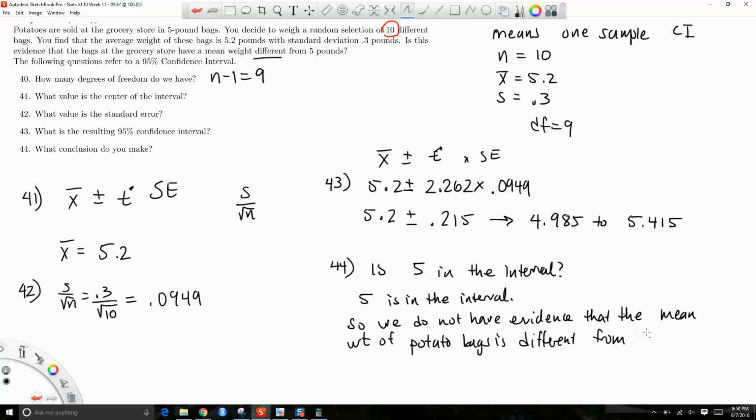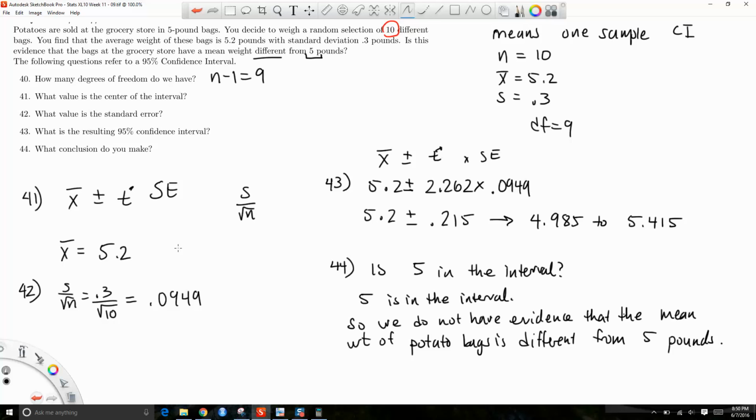So why do we ask if 5 is in the interval, not 5.2? Because 5.2 will always be in the interval. 5.2 is our x bar, and x bar serves as the center of the interval, so that's always going to be in the interval. Okay, is the center of the interval in the interval? Yes, of course the center of the interval is in the interval.